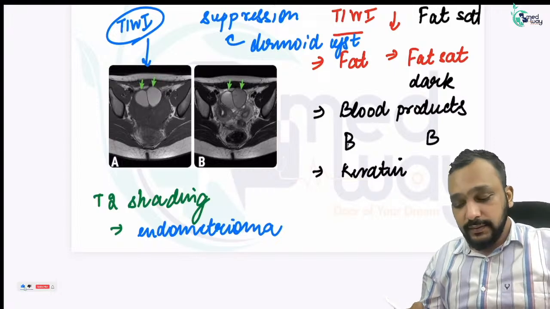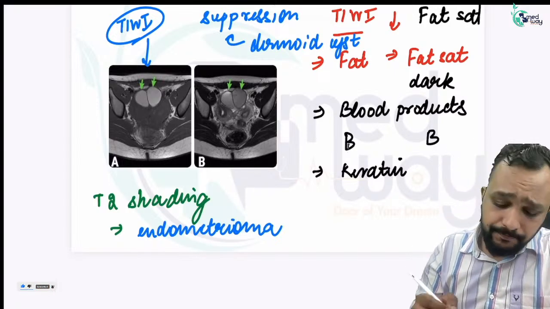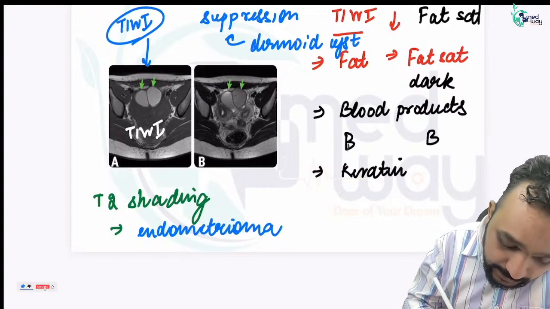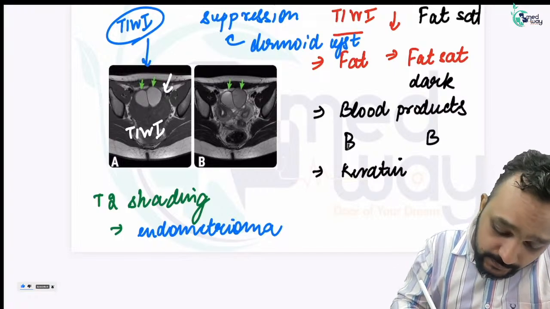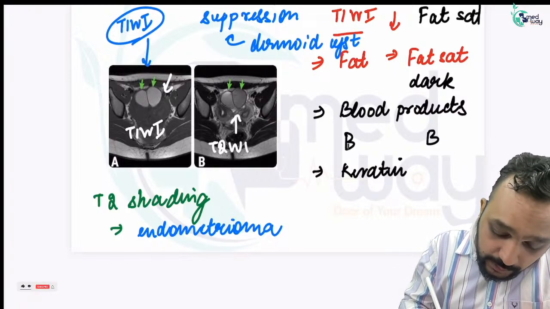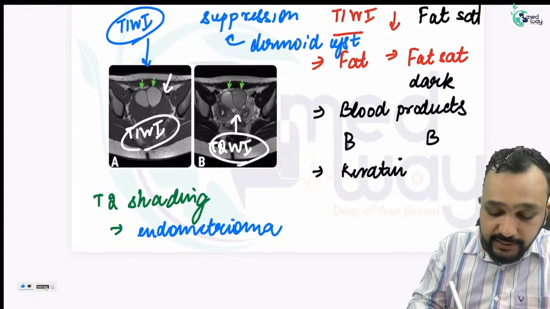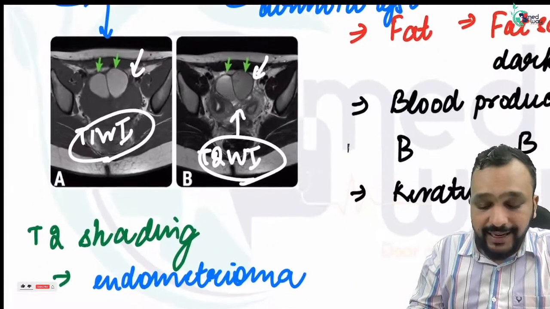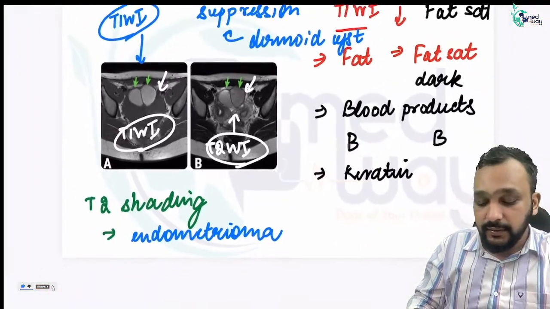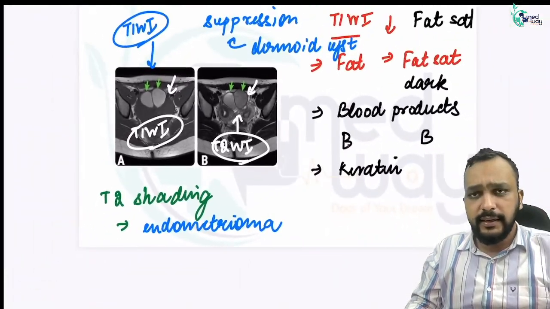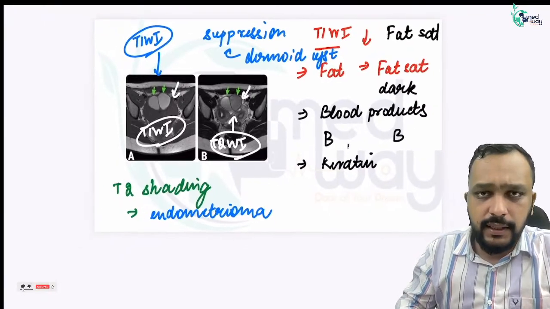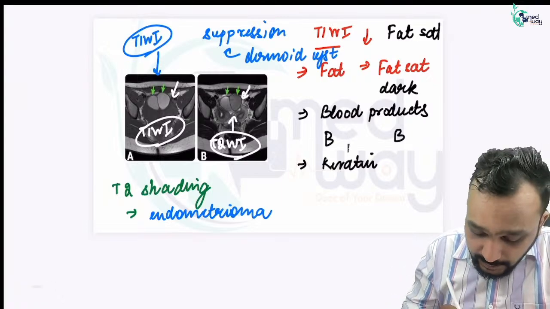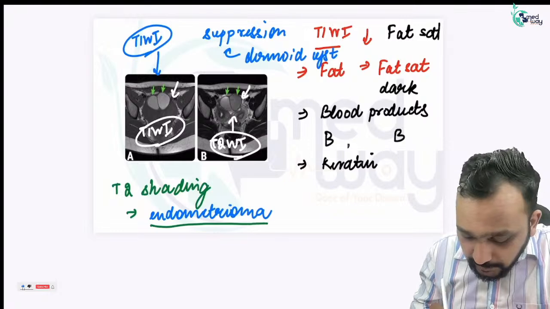So what is the T2 shading sign? The lesion is going to appear bright on T1 weighted images, and it is bright on T2 weighted images also, but not as bright as on T1 weighted images. This is known as the T2 shading effect, and it is characteristically seen in patients with endometrioma.